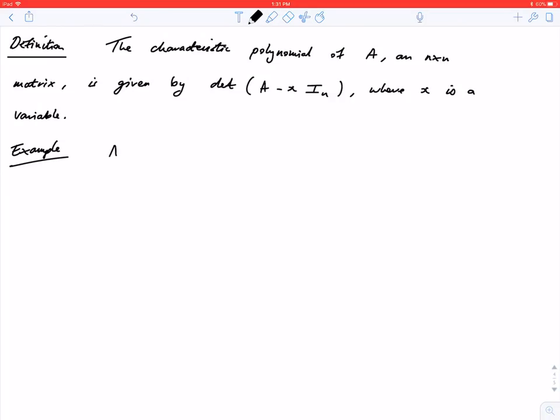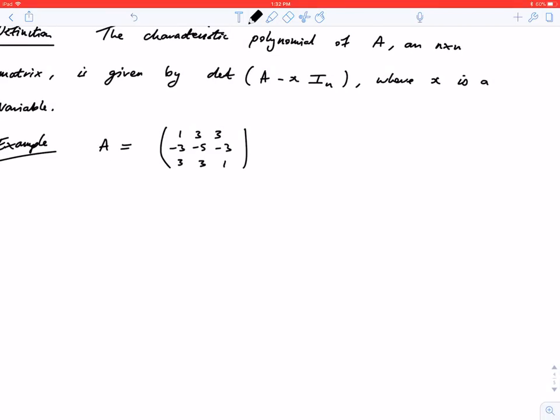So let's take a specific matrix. Let's do A is equal to 1, 3, 3, minus 3, minus 5, minus 3, 3, 3, 1. I'm choosing this because it's a bit more difficult than a diagonal matrix. We'll come back to the diagonal matrix case in a bit. So what does this imply? Well, what is A minus x I3, because it's a 3 by 3 matrix? It's a 3 by 3 matrix again, but a different one than normal, because we're taking away x all the way along the leading diagonal. So this is 1 minus x, 3, 3, then minus 3, minus 5 minus x, minus 3, then 3, 3, 1 minus x.